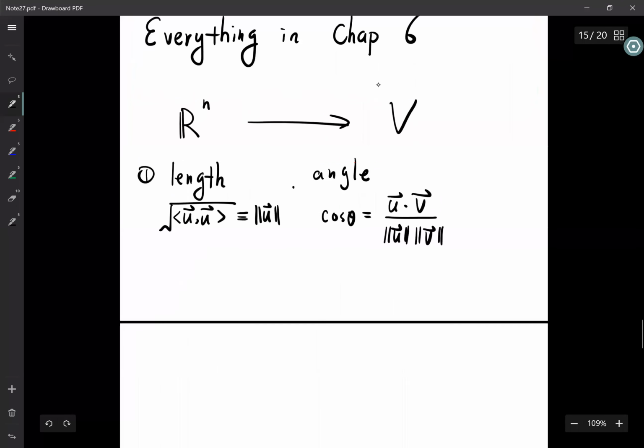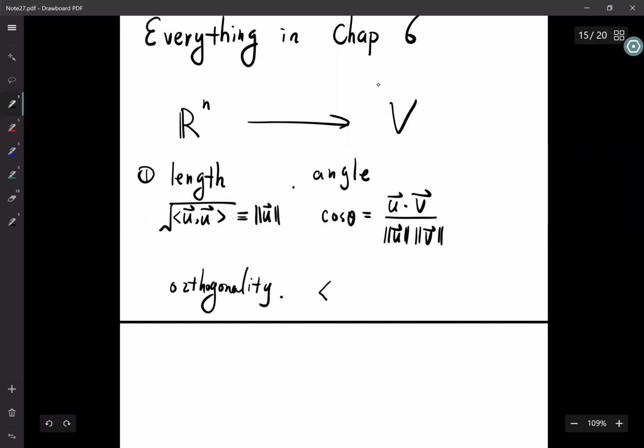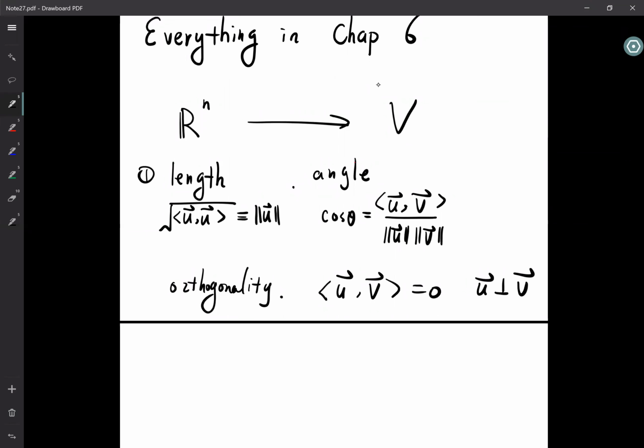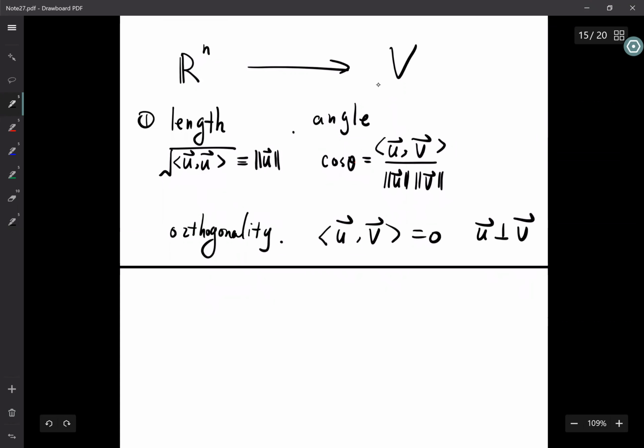I can talk about orthogonality. Because I've already got the inner product, let me change this. If the inner product of u and v is 0, then I can say u is perpendicular to v. This has nothing to do with Rn anymore. We're really talking about a general vector space. So we can talk about a polynomial f being orthogonal to polynomial g, and it will be in this sense.